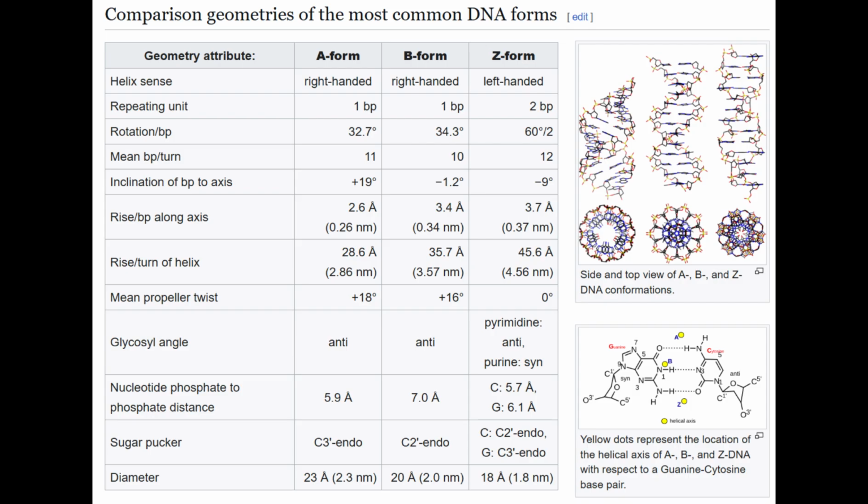Mean propeller twist: +18°, +16°, 0°. Glycosyl angle: anti, anti, pyrimidine anti, purine syn. Nucleotide phosphate to phosphate distance: 5.9 Å, 7.0 Å, 5.7 Å for C, 6.1 Å for G. Sugar pucker: C3' endo, C2' endo, C2' endo for C, C3' endo for G. Diameter: 23 Å, 20 Å, 18 Å.